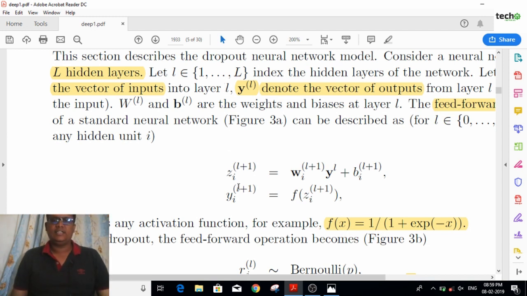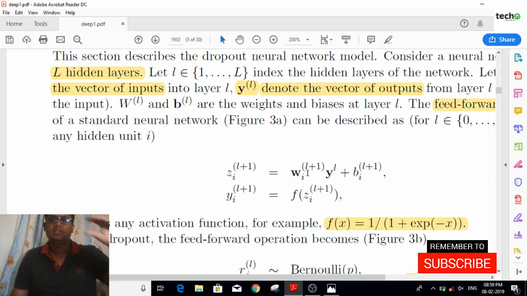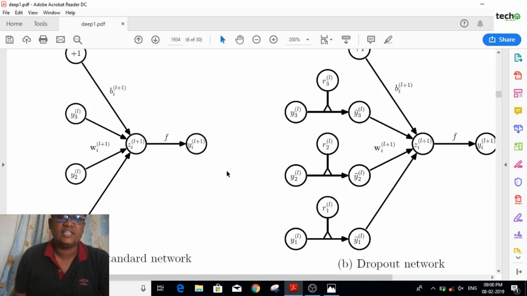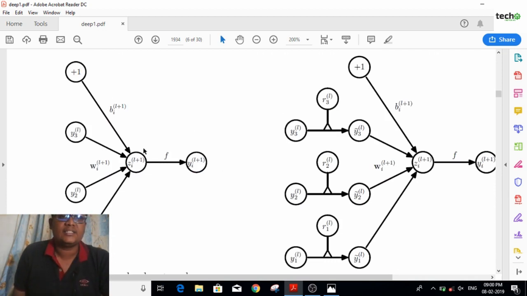Next one is z_l. z_l is the multiplication of the weights of the respective layer with the output of the previous layer, plus the bias. y_l denotes the vector output of the previous layer, and weights and biases are generated by the previous layers. y_(l+1) is the output of the activation function of z_l. You can understand this by seeing this figure. In order to generate z_l, we need the previous layers.